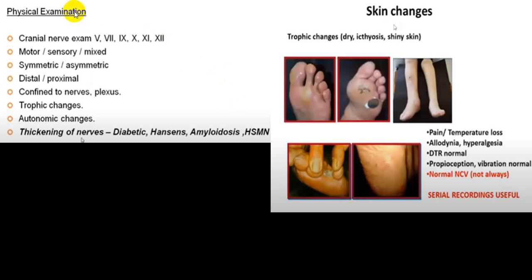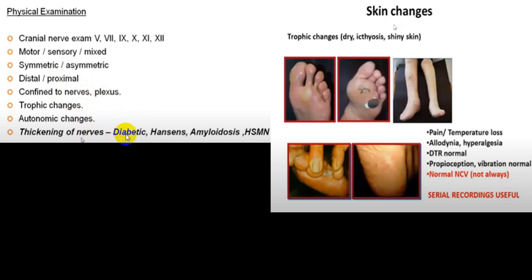Other findings which you come across: we have told you cranial nerve findings are very common in a person with diabetes mellitus and even in case of GBS. We already mentioned motor, sensory and mixed variety. Maybe symmetrical, maybe asymmetrical. Distal is more involved as compared to proximal. Maybe confined to only nerve, or to plexus, or to radicular, that is posterior nerve root or anterior nerve root, spinal nerve root. And whenever the sensory is involved, you start getting trophic changes. And in autonomic, we have already told you, postural hypotension, very common.